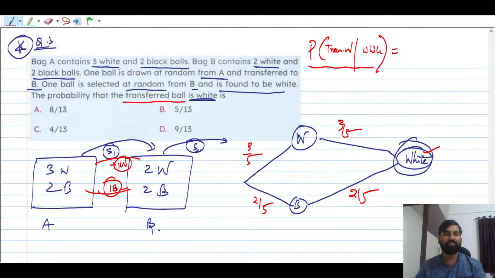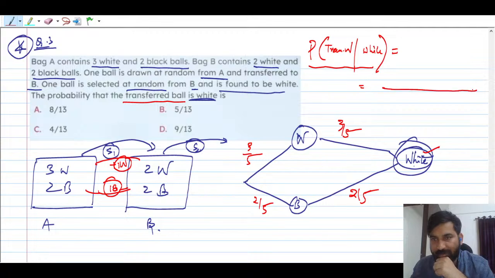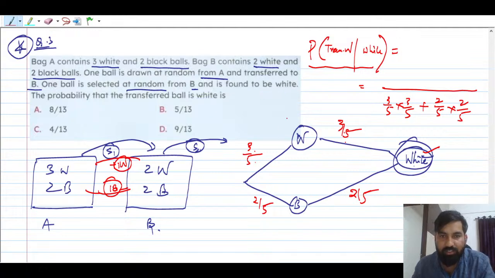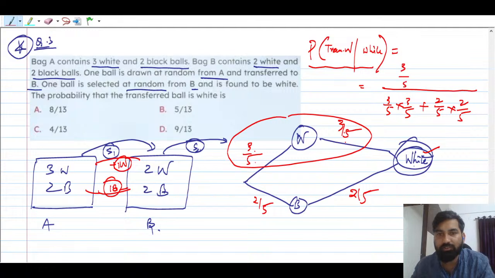What is the answer here? I think anyone can answer now, right? So the answer will be nothing but what? Let me write. The total probability is nothing but just multiply 3 by 5 and 3 by 5 plus 2 by 5 and 2 by 5, and in the numerator what should be there? What they are saying is the transferred ball is white. Transferred white means you have to just multiply this guy and put the product in the numerator. This is the answer for this question.